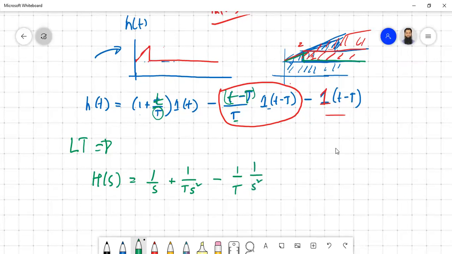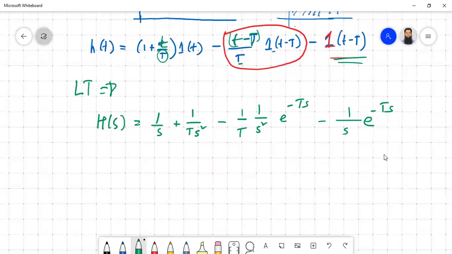Basically the ramp signal will give us 1 by s square. And because of the delay, it will have e to the power minus Ts. This is very simple, it's just e to the power minus Ts. So the step signal is 1 by s e to the power minus Ts.